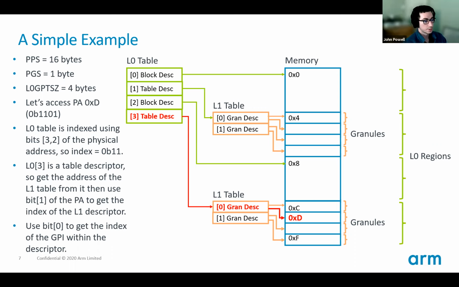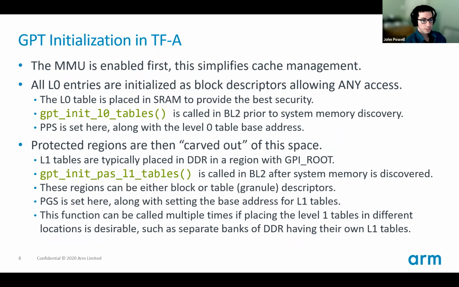Okay, thanks. All right, next slide. So anyways, now we'll talk about how this pertains to trusted firmware. In the reference implementation on FVP platforms, we initialize the tables in BL2 on the primary CPU. The first step of that process is turning on the MMU. This is done to simplify cache management operations because everything needs to be fully coherent across all cores as they're brought up.